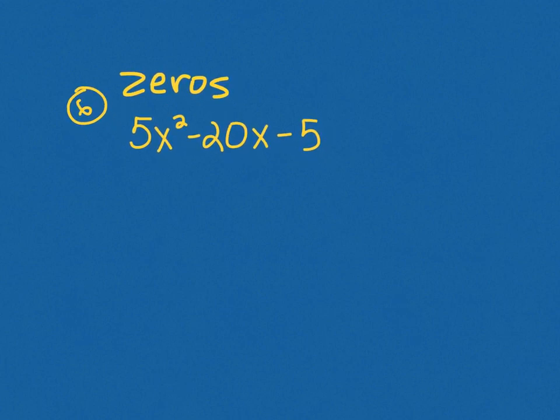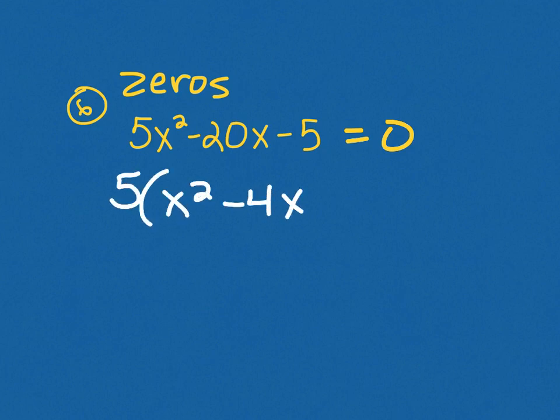All right, so for this one, I would set this equal to 0, and then I would take out a 5, because that's the greatest common factor: x squared minus 4x minus 1 equals 0. So this is not factorable. Your quiz tomorrow is going to be factorable, at least the regular one. You will eventually have to do the quadratic formula, so I'm going to remind you how to do it here.